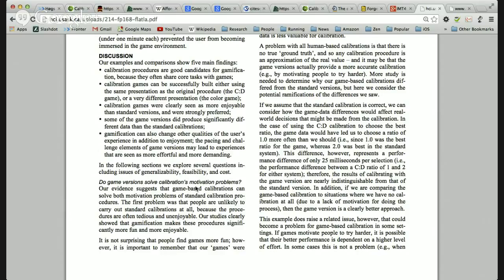And some game versions did produce significantly different data, and gamification can also change other qualities of user experience, like making it more demanding. And so from this they conclude that the game version does solve the problem of calibration being, you know, people not being motivated to do calibration. Because for all the games they did indicate that it was more fun and more engaging.